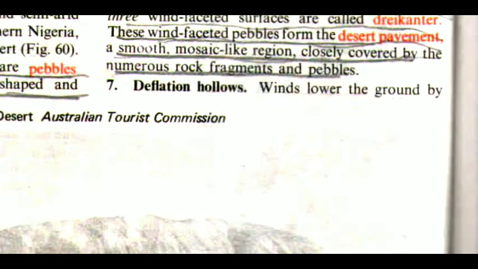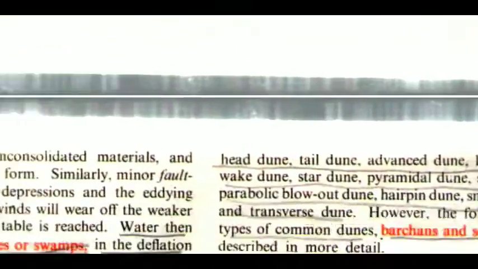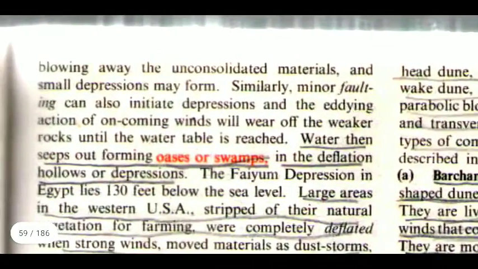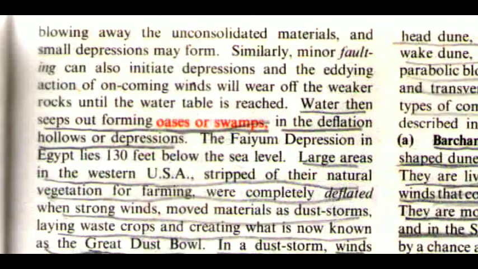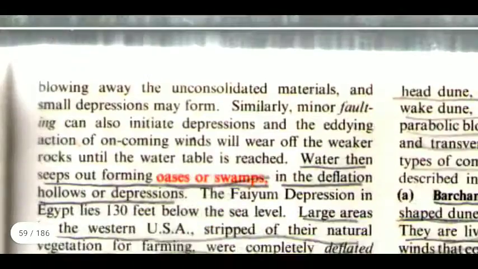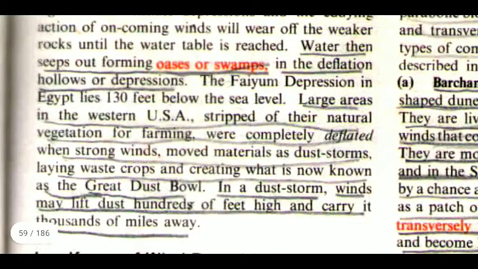The seventh one is deflation hollows. Winds lower the ground by blowing away the unconsolidated materials, and small depressions may form. Similarly, minor faulting can also initiate depressions, and the eddying action of oncoming winds will wear off the weaker rocks until the water table is reached. Water then seeps out, forming oases or swamps in the deflation hollows or depressions. The Fayum Depression in Egypt lies 130 feet below sea level.